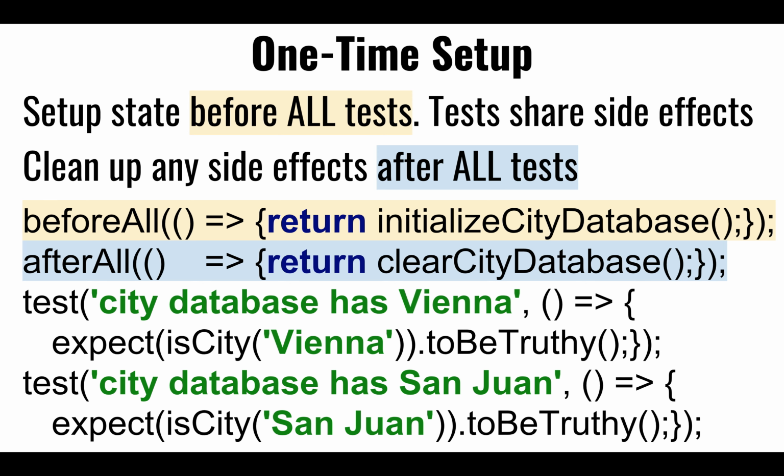We run the test. We're checking to see that Vienna and San Juan are indeed cities in the database, and then we clean up. We let go of any connections to the database and let go of resources.